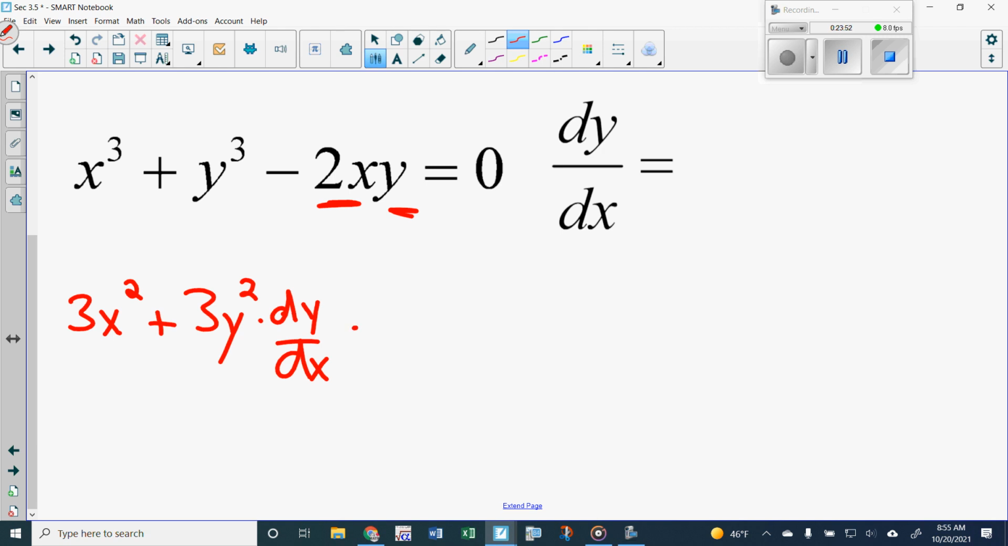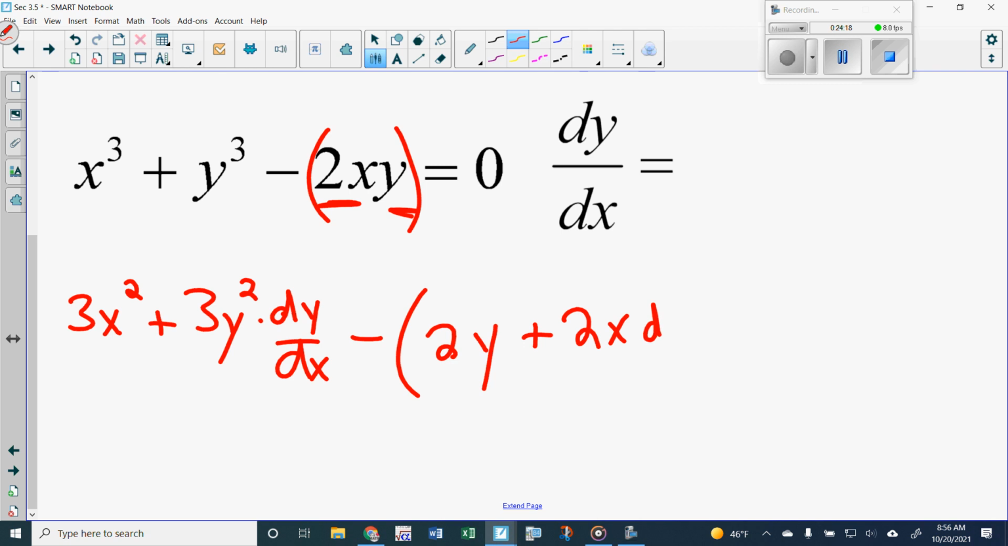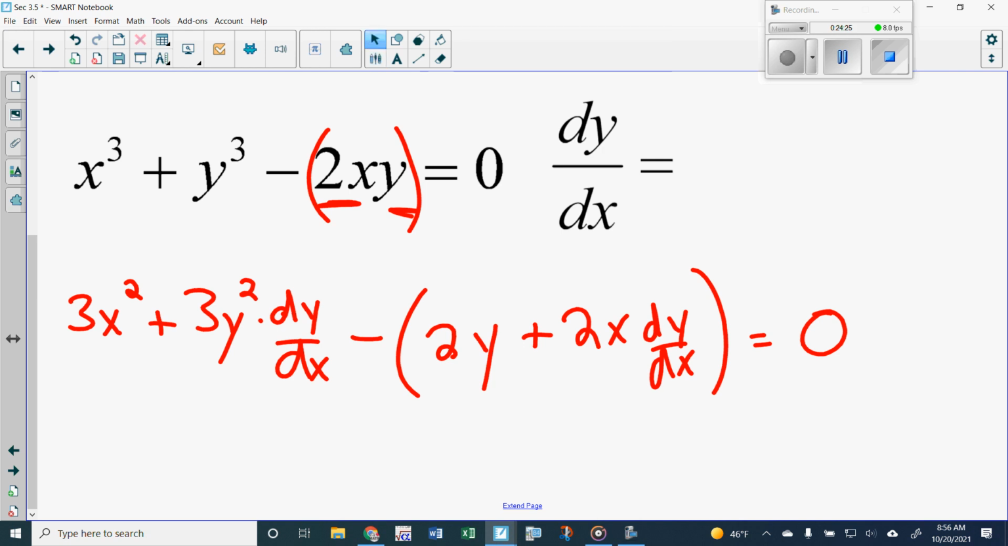Negative 2. Well, isn't it just... Okay, good point. Here's the easier way to do it. Let's put parentheses there. We'll do minus, and then in parentheses, so we'll ignore the negative. So derivative of the first, 2, times the second, plus 2x times dy dx equals 0, because the derivative of 0 is 0.